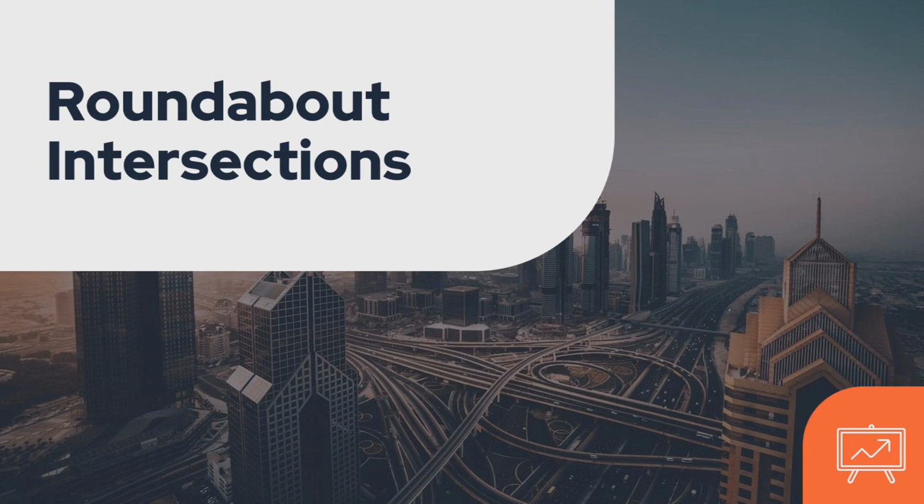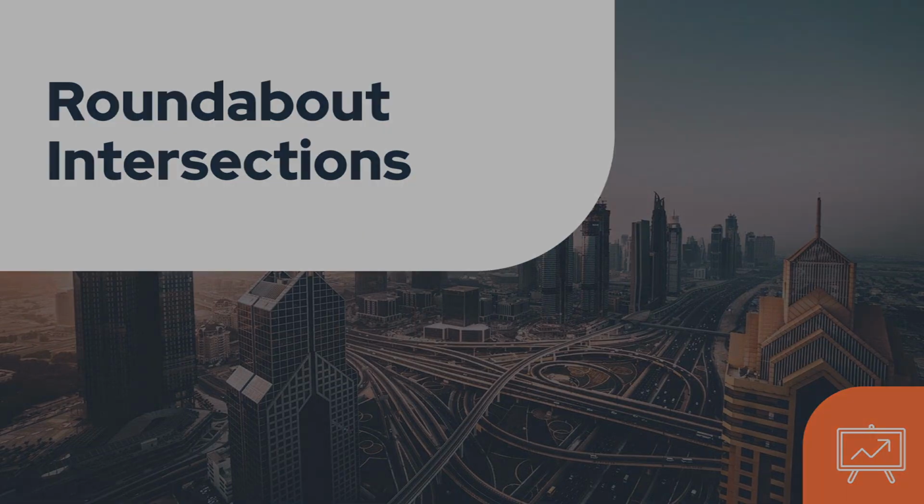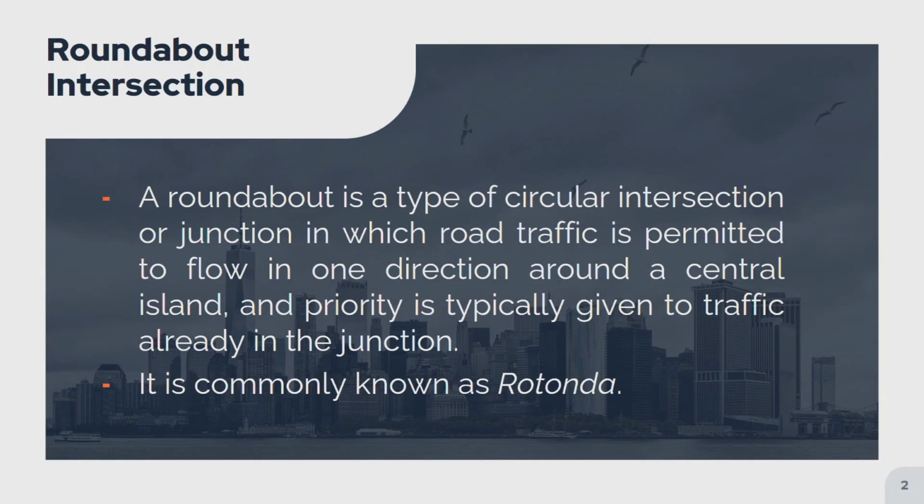Roundabout intersections. A roundabout intersection is a type of circular intersection or junction in which road traffic is permitted to flow in one direction around a central island, and priority is typically given to traffic already in the junction. It is also commonly known as a rotunda.